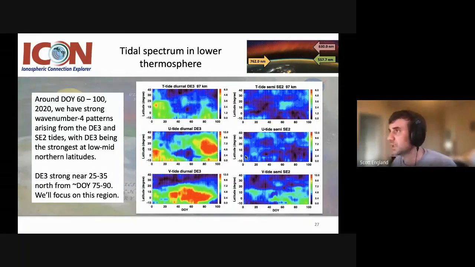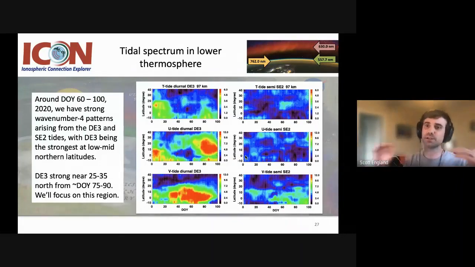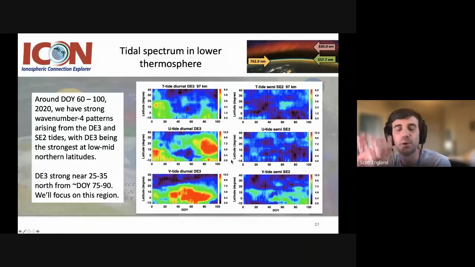Here I am looking at data from the MIDI instrument that measures temperatures and winds. I'm looking at 97 kilometers, so maybe the very bottom of the thermosphere. And if I look there, then I've got data day and night continuously, in temperature and wind, so I can do a full decomposition, and I can look for 2 tides in particular, DE3 and SE2. They both have a wavefall structure. They both are seen to move eastwards, and they have slightly different periods.